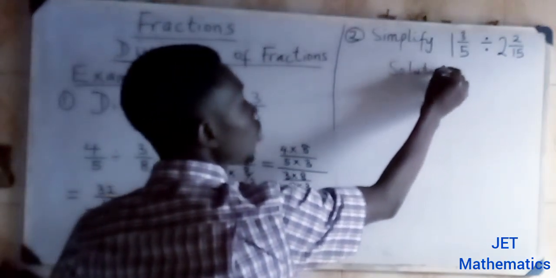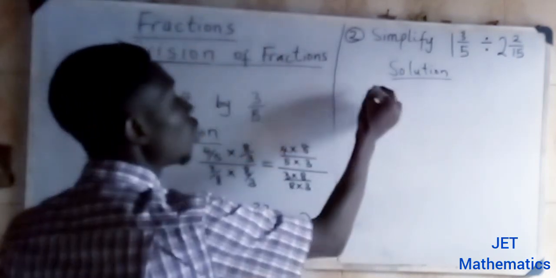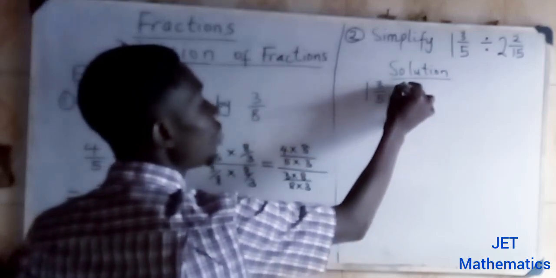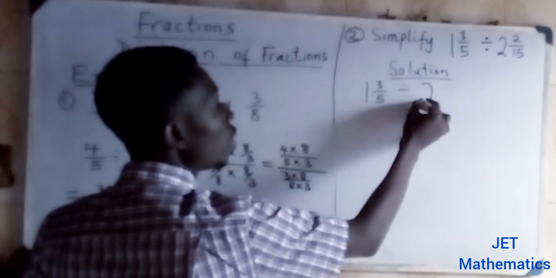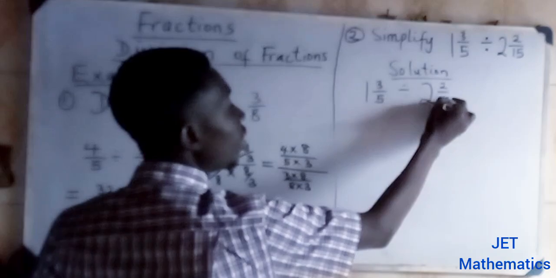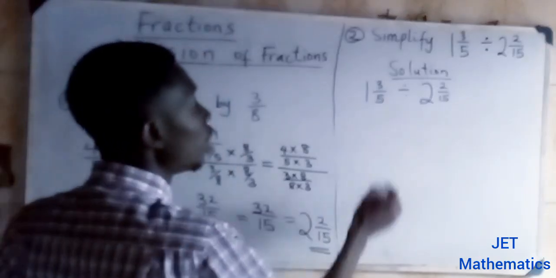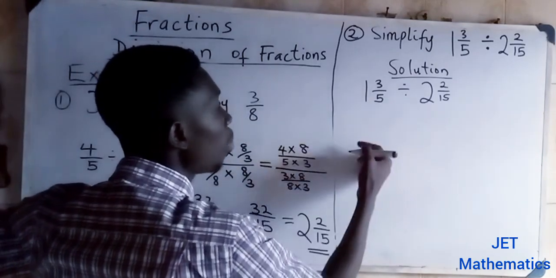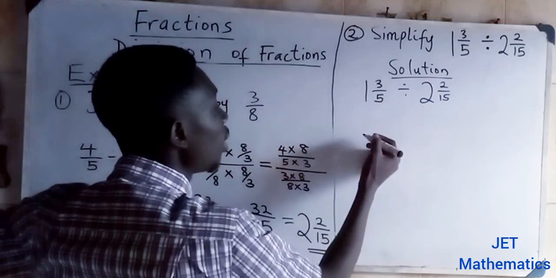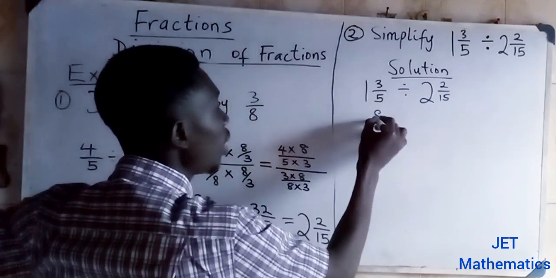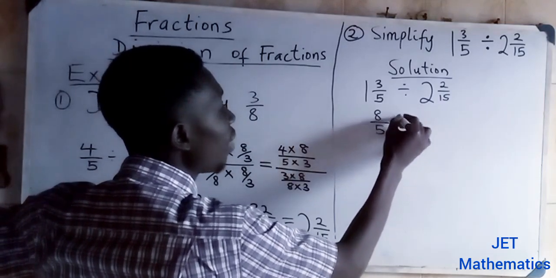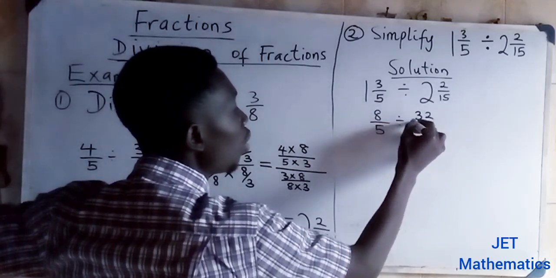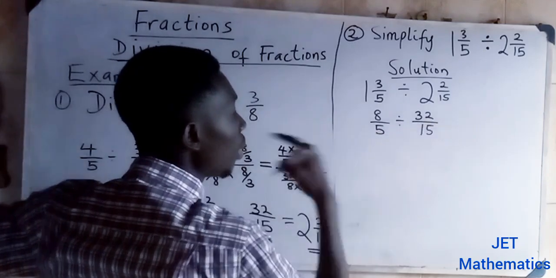Solution. 1 and 3 over 5 divided by 2 and 2 over 15. Okay, so here we will change them to improper fractions. 5 times 1 plus 3 is 8 over 5 divided by 15 times 2 is 30 plus 2 is 32 over 15. Right?